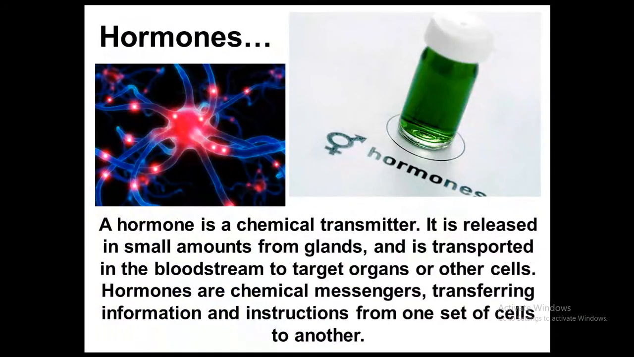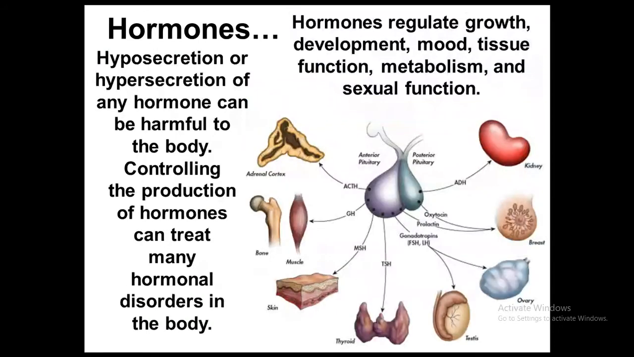Hormones. A hormone is a chemical transmitter. It is released in small amounts from glands and is transported in the bloodstream to target organs or other cells. Hormones are chemical messengers transmitting information and instructions from one set of cells to another. So, hormone is our important liquid substance. It is called a chemical messenger. Hormones regulate growth, development, mood, tissue functions, metabolism, and sexual functions. So, all functions are done by hormones.